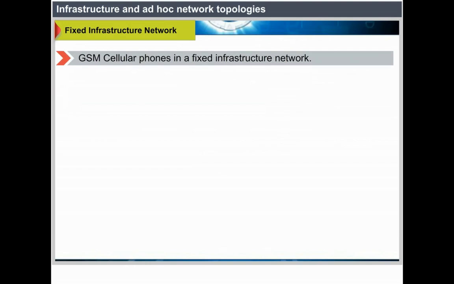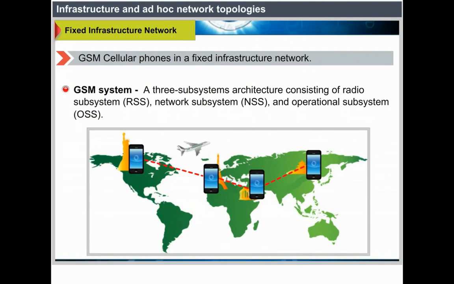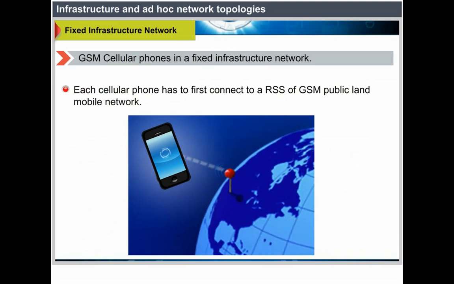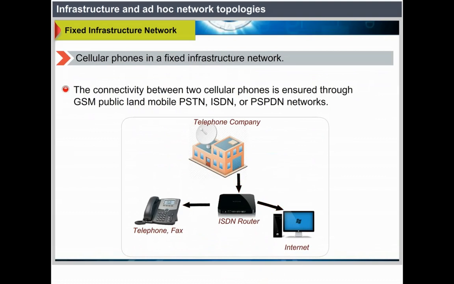GSM cellular phones in a fixed infrastructure network. GSM system, a three subsystems architecture consisting of radio subsystem RSS, network subsystem NSS and operational subsystem OSS. Each cellular phone has to first connect to a RSS of GSM public land mobile network. The connectivity between two cellular phones is ensured through GSM public land mobile, PSTN, ISDN or PSPDN networks.